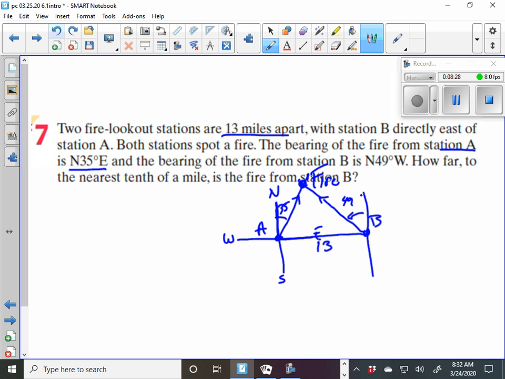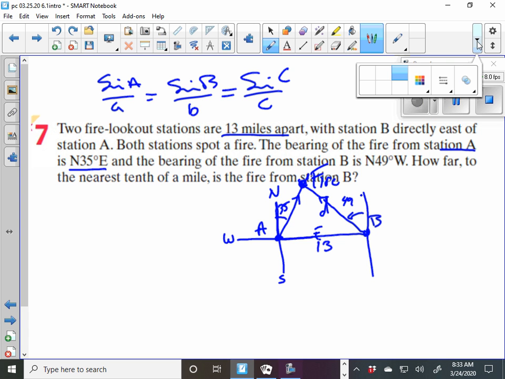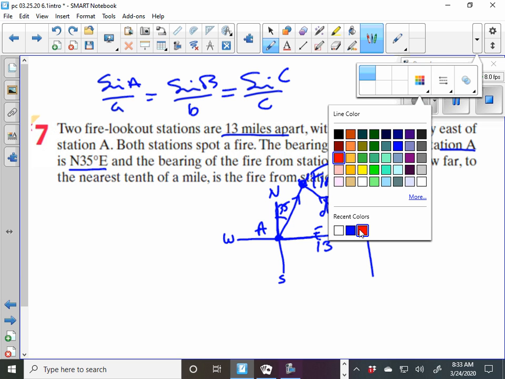How far, to the nearest tenth of a mile, is the fire from station B? All right, so pay attention to what they're asking. They're asking for the fire from station B, so we need this distance right there. Let's go ahead and fill in things we know. We're working with the law of sines. Remember, sine of A over a equals sine of B over b equals sine of C over c. You may not need the whole thing, but it's available. So let's fill in what we know.